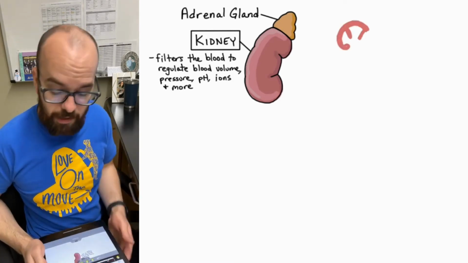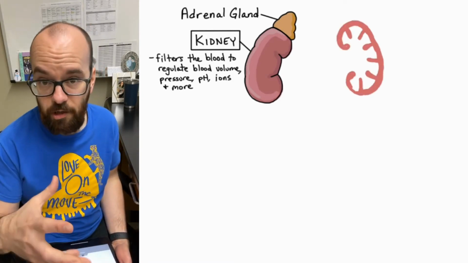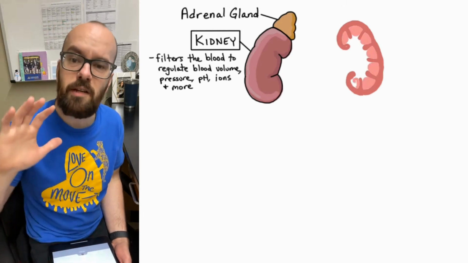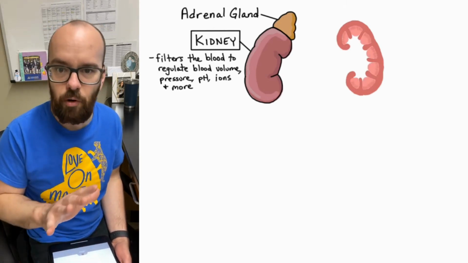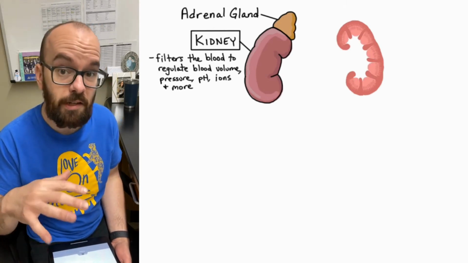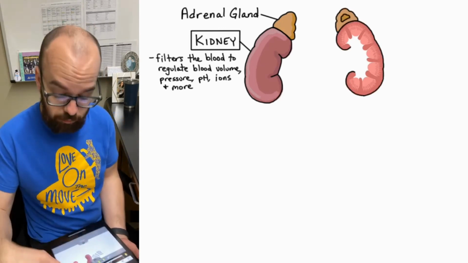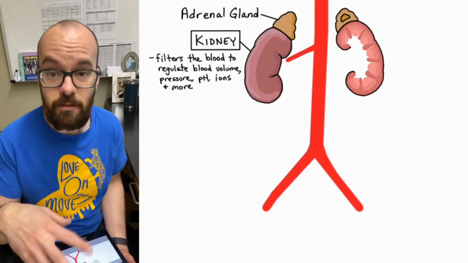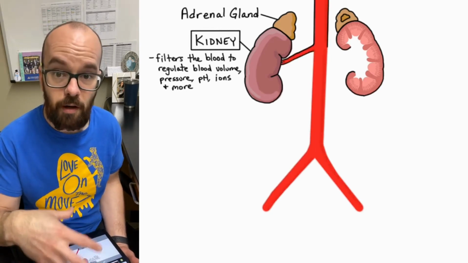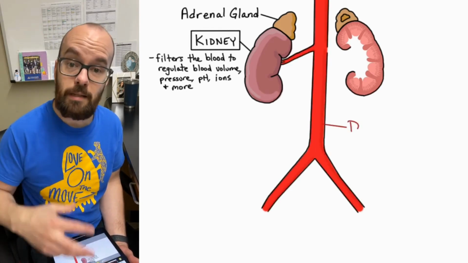On the other side of my diagram, I'm going to draw a cross section of a kidney. That way we can see kind of inside the kidney how things are organized there. We'll talk a little bit about kidney anatomy in this video. Now, I keep saying that the kidneys filter the blood. Well, if that's the case, we have to have some blood coming into the kidneys. So I'm going to draw a couple arteries on here to show the blood coming into the kidneys.